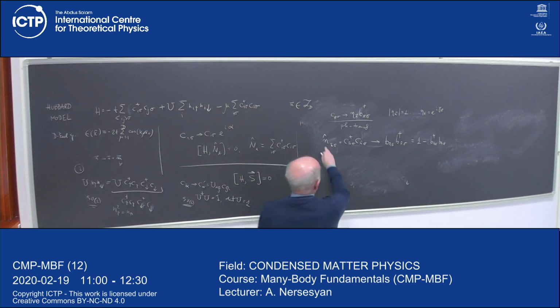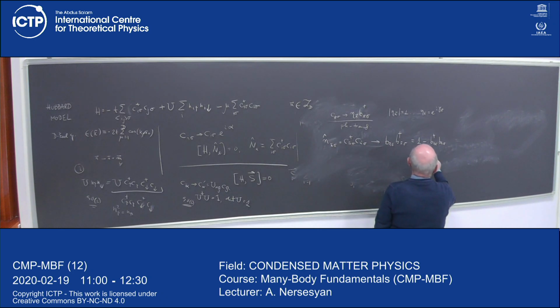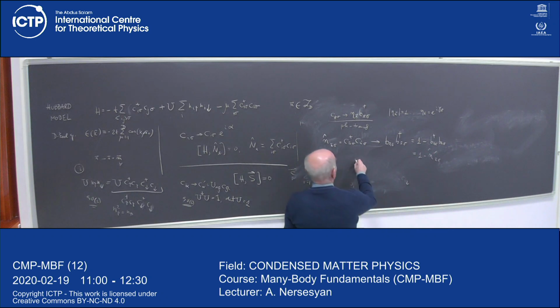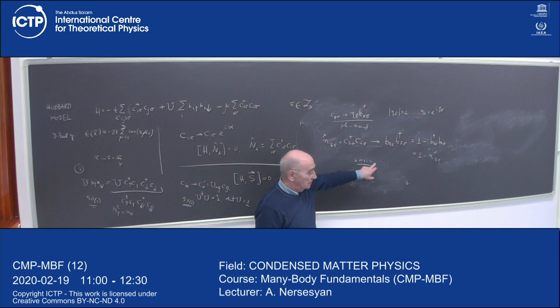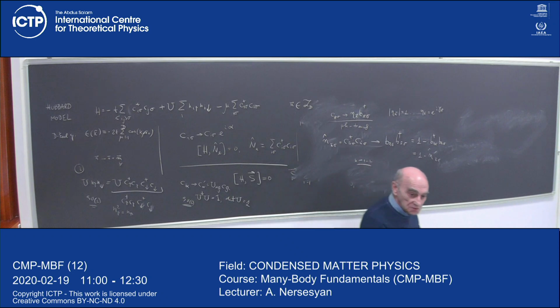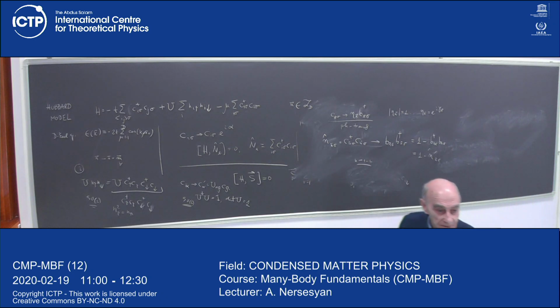So if I call this n, this turns out to be 1 minus n prime. So basically, it's a transformation n to 1 minus n. Occupied here means empty there, and empty here means occupied there. This is the meaning of particle-hole symmetry. I replace a particle by a hole. Right? Is it clear? I think it should be clear.